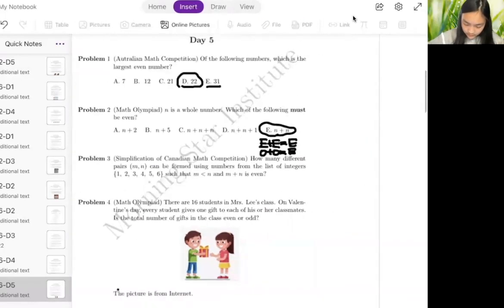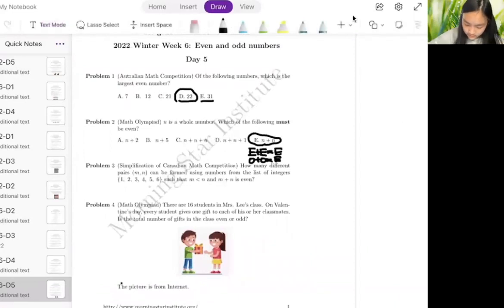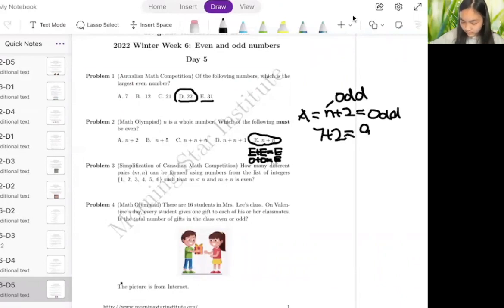Now let's look at A, B, C, D, and why they don't work. So for A, it equals n plus 2. And if n is odd, then this will equal odd. So for example, if n is 7, then 7 plus 2 will equal 9. And for B, if n is even, then it will also equal odd. For example, if n is 4, then you do 4 plus 5, and this is 9, and sometimes it won't work.